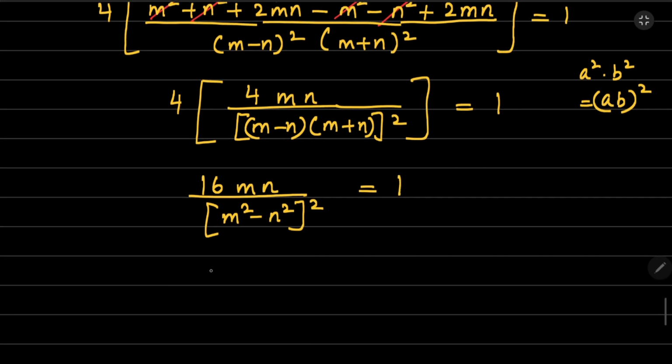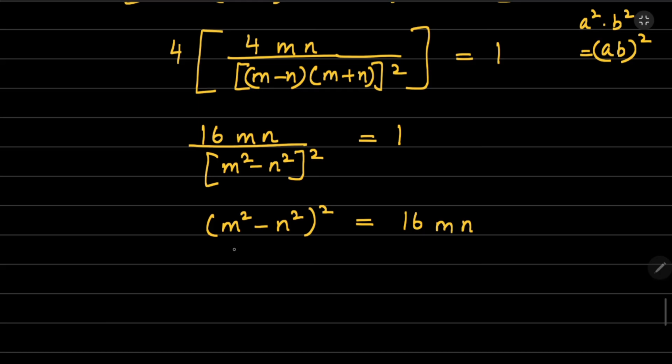Cross multiply, so what do you get? M square minus n square, the whole square is equal to 16mn. Take the square root on both sides, and you will keep only the positive square root. So what do you get?